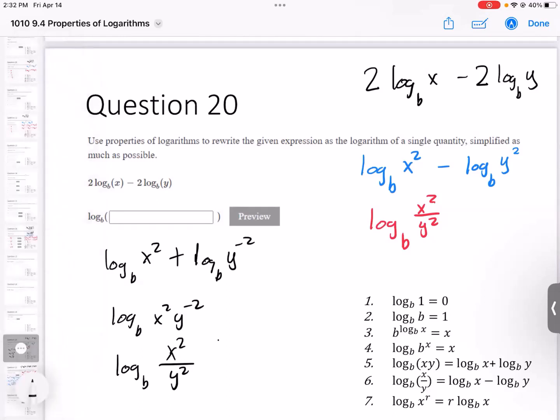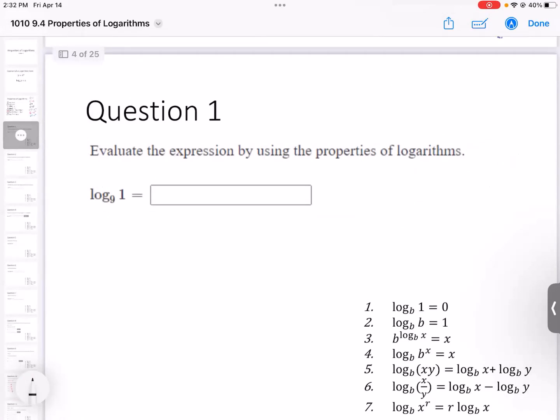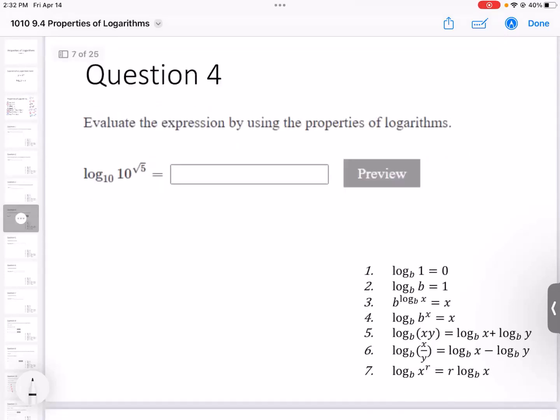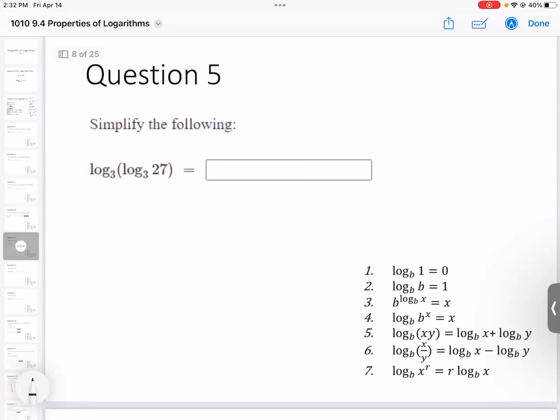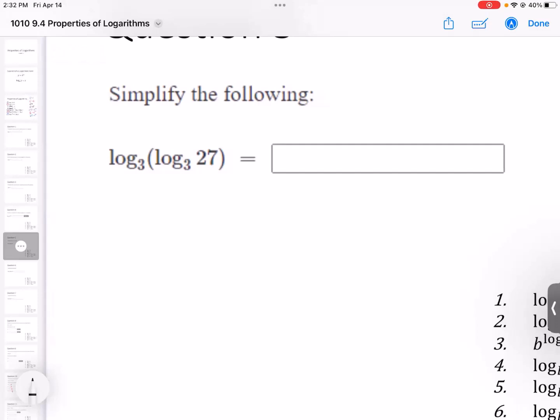So I think that's pretty much everything you need to know for your homework. The first few questions on your homework are super, super easy. And on some of them, you may need to use what we did yesterday in order to solve them. So for example, on question 5, we're asked to find log base 3 of log base 3 of 27.